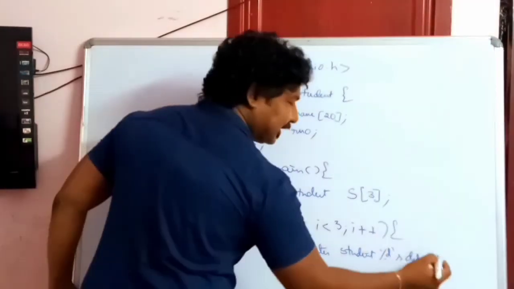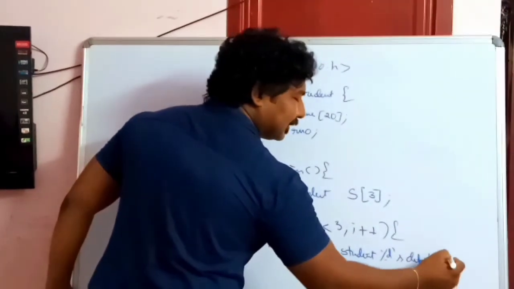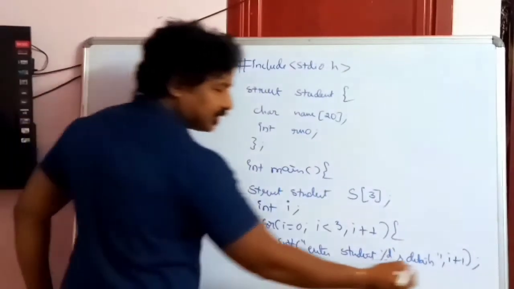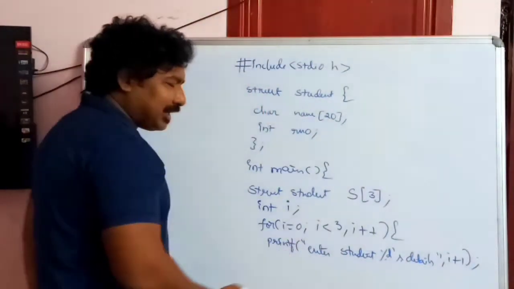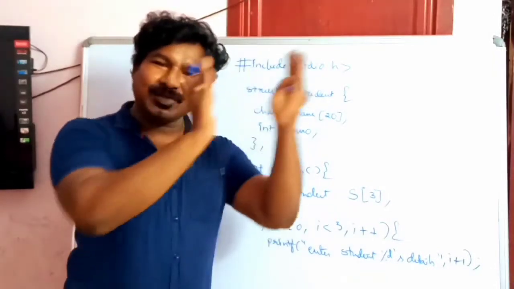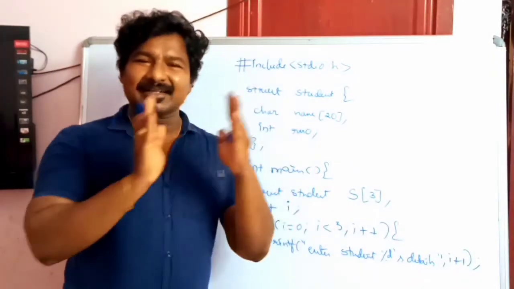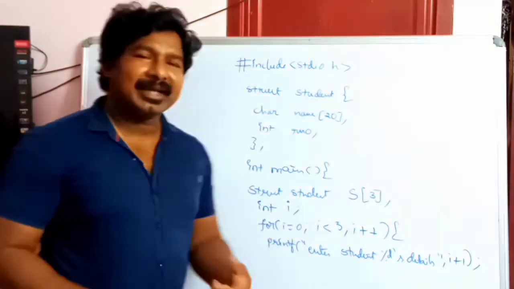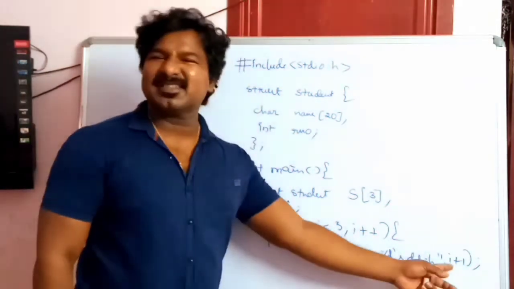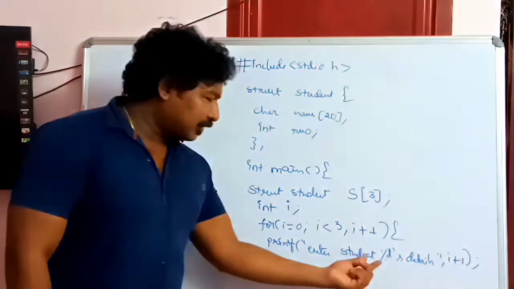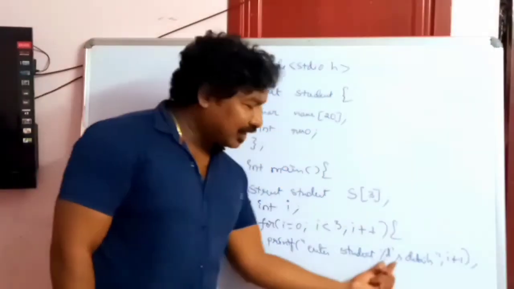So here you can see that I'm using i plus 1. Okay friends, you may wonder why I have used this i plus 1. I want to see my string in the output screen as "Enter student 1's details", "Enter student 2's details", "Enter student 3's details". For that I have to use i plus 1, because i is 0. When I make it i plus 1, 0 plus 1 means 1. So this will be printed as "Enter student 1's details".